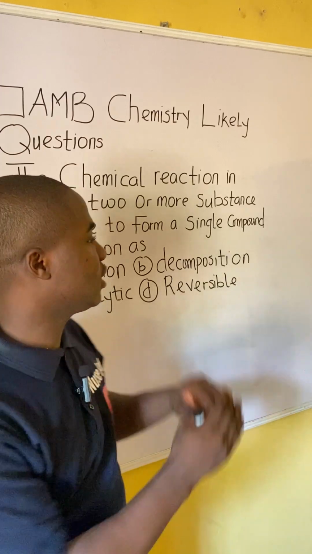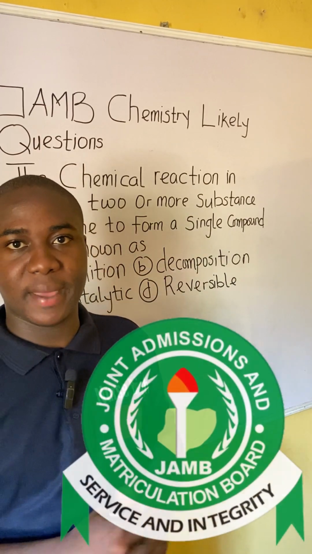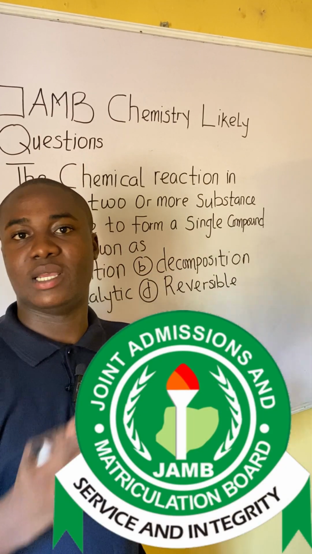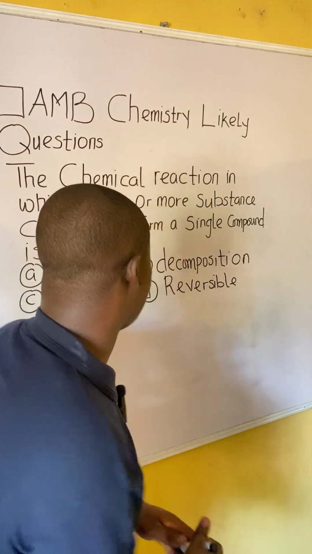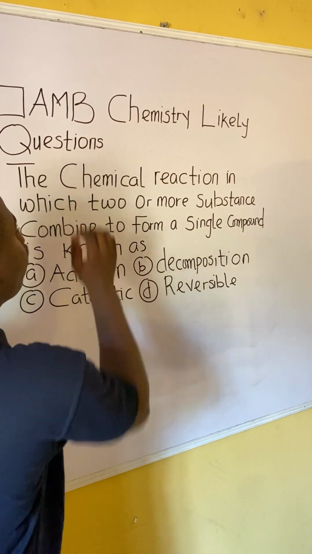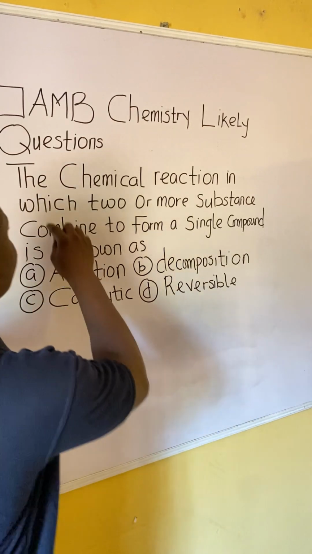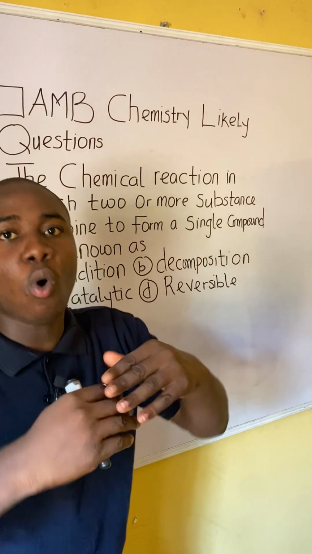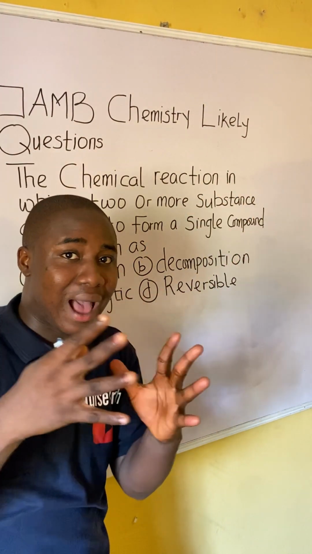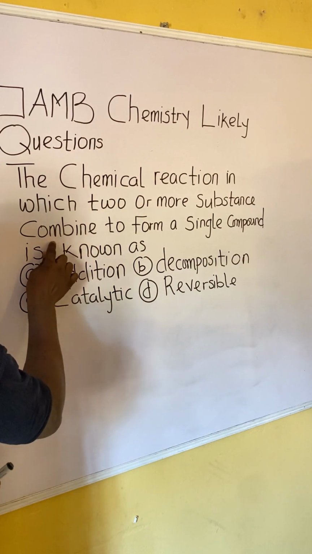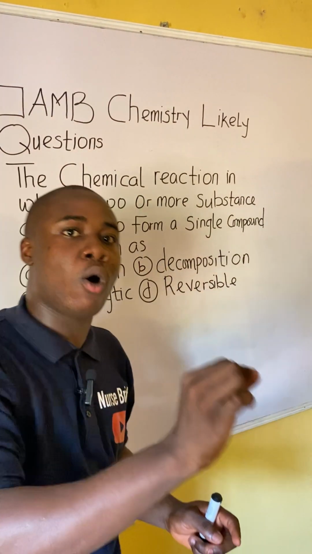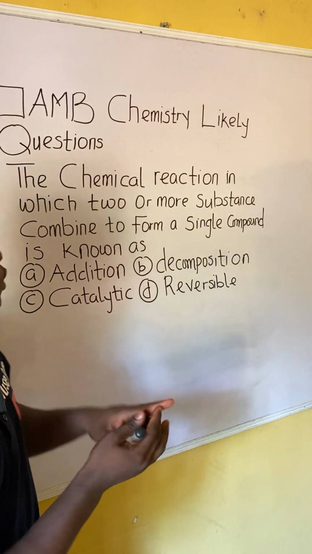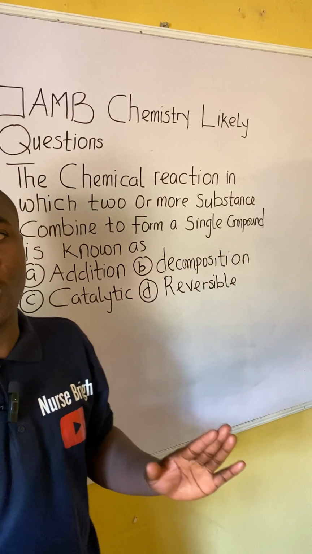You came across this question in your JAMB exam. How will you solve it? It is very easy. Now let's solve together. The question says the chemical reaction in which two or more substances, listen carefully, combine to form a single compound is. So you can see we have different options here.